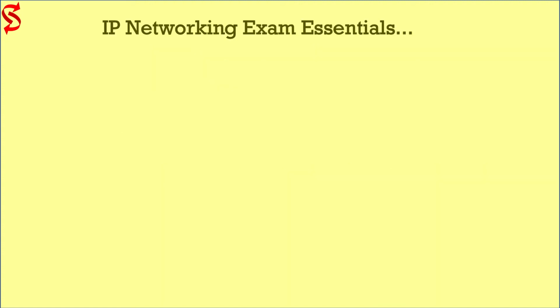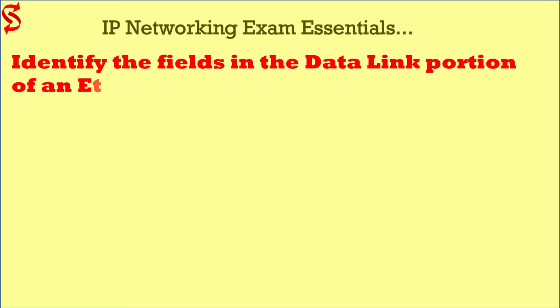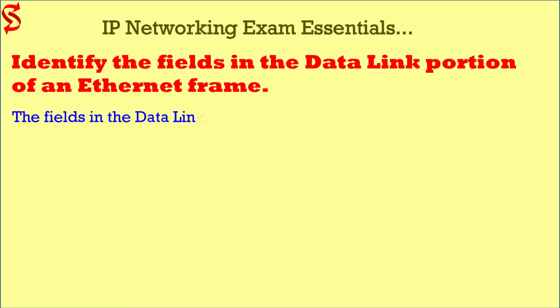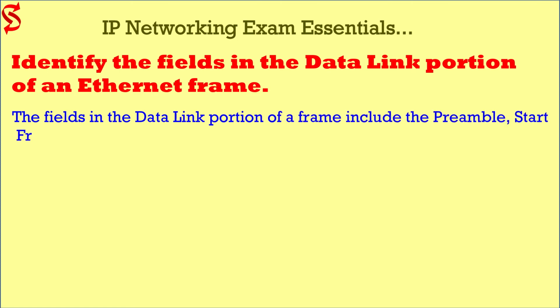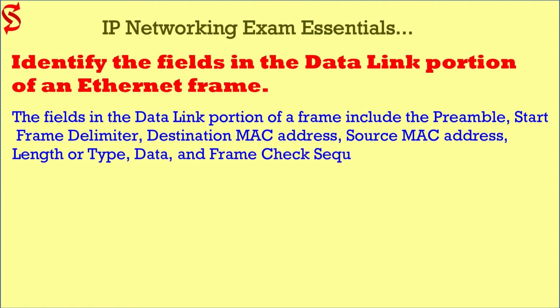The fifth question is, identify the fields in the data link portion of an Ethernet frame. The answer is, the fields in the data link portion of a frame include the preamble, start frame delimiter, destination MAC address, source address, length or type, data and frame check sequence.